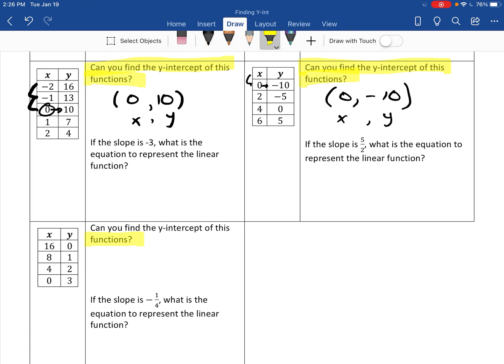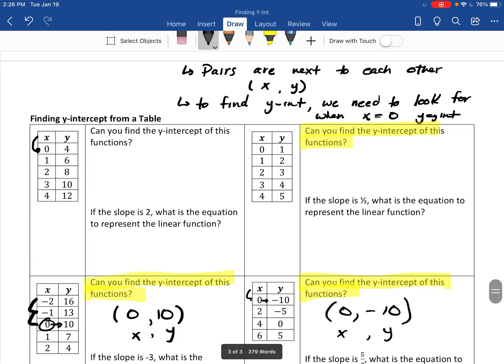And highlight that for you. Last but not least, 16, that's not a 0. 8, that's not a 0. 4, that's not a 0. There's my 0. It's the last number here. I'm going to look straight across, and I'll have 0, 3. Again, x and y. So we found our y-intercept from a table.